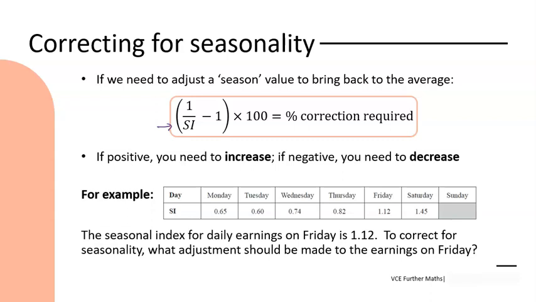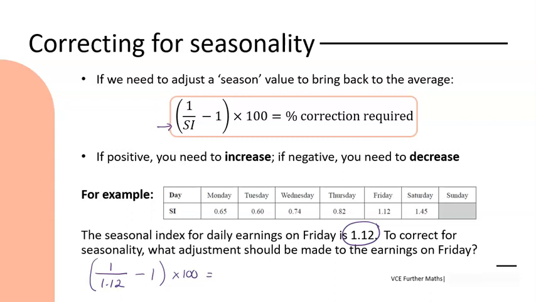So looking at the example we've got here, the same table of seasonal indices, and it says the seasonal index for the daily earnings on Friday is 1.12. To correct for seasonality, what adjustment must be made? So hopefully we can already recognise that 1.12 is above average, so it's going to need to decrease. But the question is by how much? And so using the formula, we would say 1 divided by 1.12, so our known index, take away 1, and then times by 100 to make a percentage.